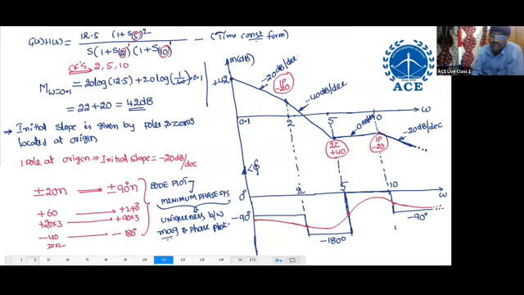All the finite poles and finite zeros lie in the left of the S plane, then it is called minimum phase. It will come in the next class, I think. Minimum phase, non-minimum phase, all-pass systems, all will come in the next class.